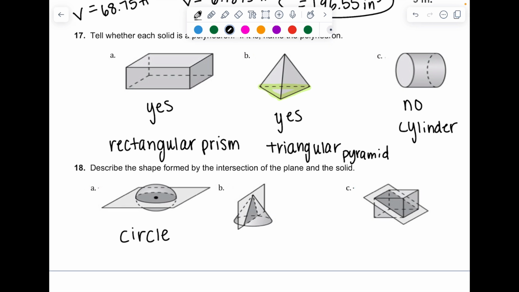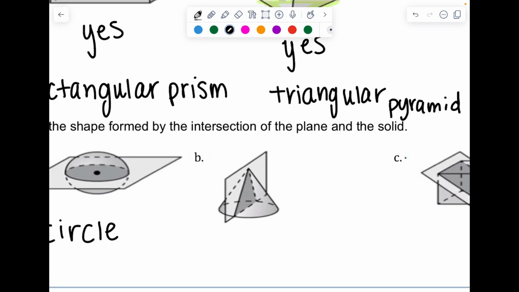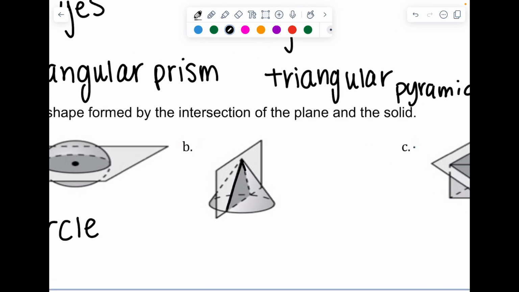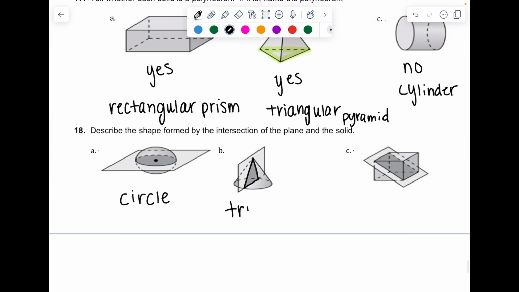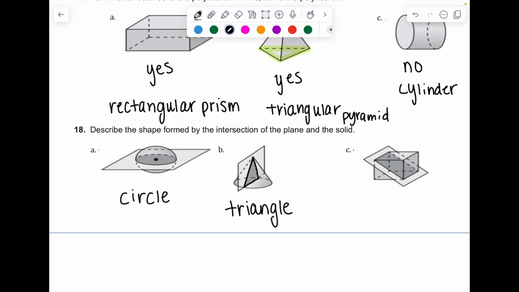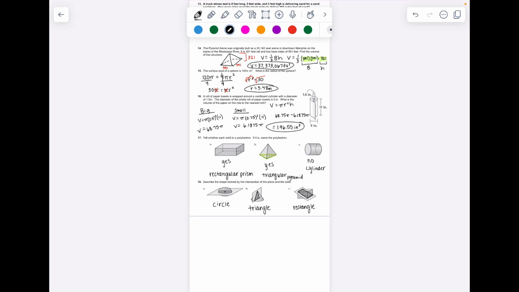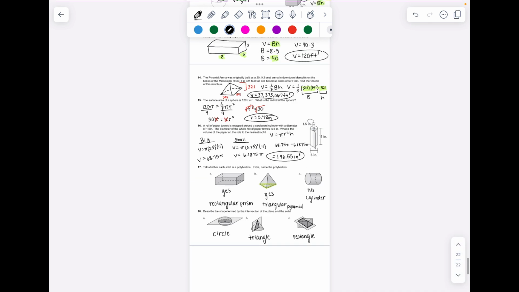Okay, the next one, if you think about taking an ice cream cone, like a waffle cone, and cutting it in half, that cross section, and you can even see it here highlighted, that's a triangle. And then C, if you took a box and cut it diagonally, or if you stuck a piece of paper through it diagonally, or if you look at this shape, now we're looking at it at a weird angle, but it's still a rectangle. And that's it.